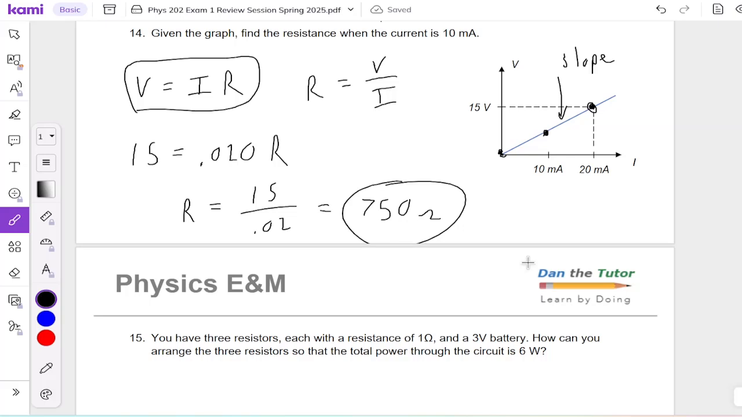By the way, if you don't like that explanation, fine. I cut the current in half, so that means I'm also cutting the voltage in half, 7.5 volts. If you do 7.5 divided by current 0.010, you'll get 750 again. So either way you slice it, you're getting 750. As long as you're using Ohm's law and dividing, that's the secret to this one. Not so bad. Any questions?